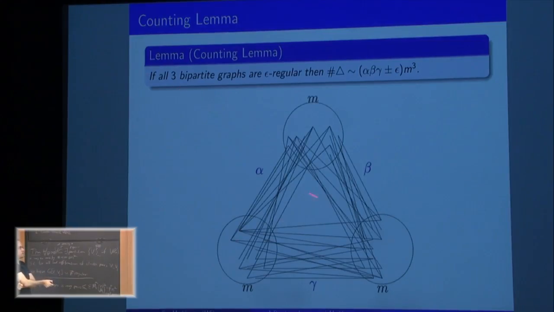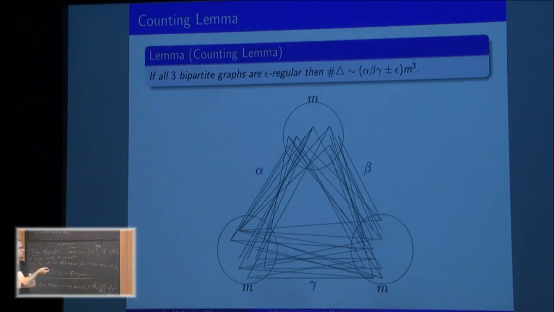The setting is as follows. You have a tripartite graph. We're actually giving the counting lemma for triangles. So we have a tripartite graph, m vertices in each vertex class. And let's assume that all 3 bipartite graphs are epsilon regular, and their densities are alpha, beta, and gamma. Then it turns out that the total number of triangles is what you would expect from a random graph with some error: alpha, beta, gamma plus or minus epsilon, times m cubed. If all 3 bipartite graphs are quasi-random, then basically the tripartite graph is quasi-random. That's the intuition.